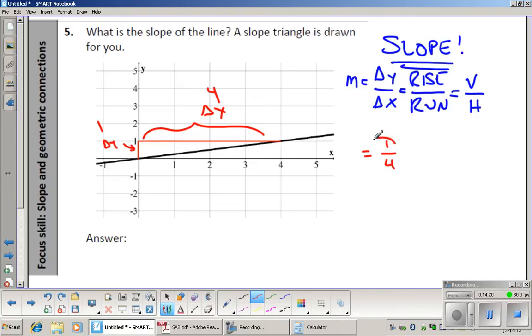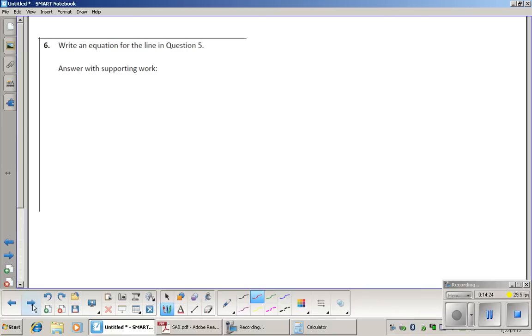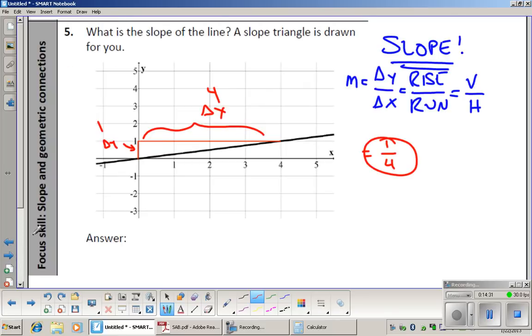Write an equation for the line in question 5. Answer with supporting work. Now I'm actually going to go back so I can actually look at the thing. Because if I'm going to write an equation, I need to be able to see it. I also need to recall that since I'm looking at a straight line, I know my equation is going to fall into this form, y equals mx plus b.